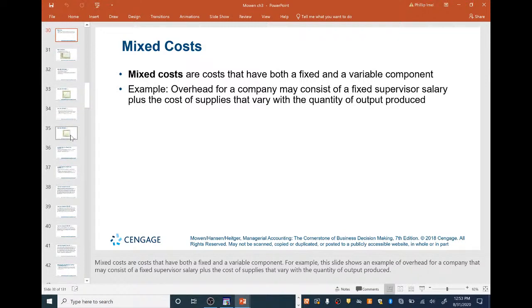Okay, next, let's talk about mixed costs. What are mixed costs? These are costs that have both a fixed and a variable component. A good example is overhead for a company, which may consist of a fixed supervisor salary plus the cost of supplies that vary with the quantity of output produced. So in this case we have a mixed cost because it's made up of fixed and variable costs. The fixed is the supervisor salary, and the variable is the cost of supplies that vary with the quantity of output produced.